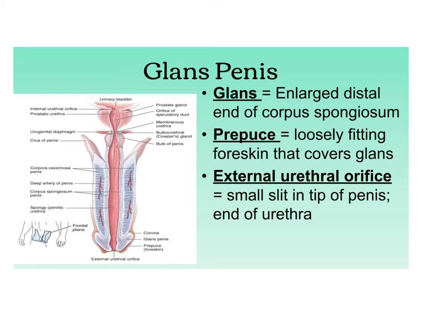Now, as mentioned before, what we sometimes call the head of the penis is called the glans penis. And at this end, we see the corpus spongiosum, which is this layer of erectile tissue on the inside that hugs the urethra and then continues on into the head of the penis, or the glans. That's called the corpus spongiosum. Now, the prepuce is basically just skin on the outside of the penis that covers the glans.